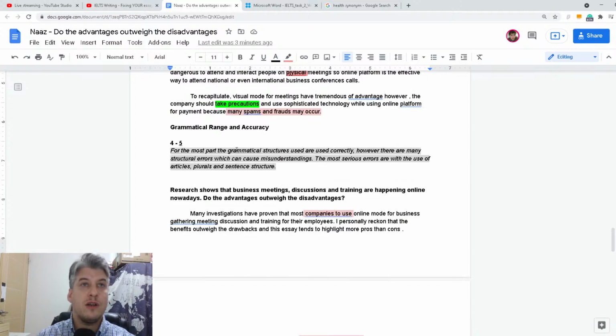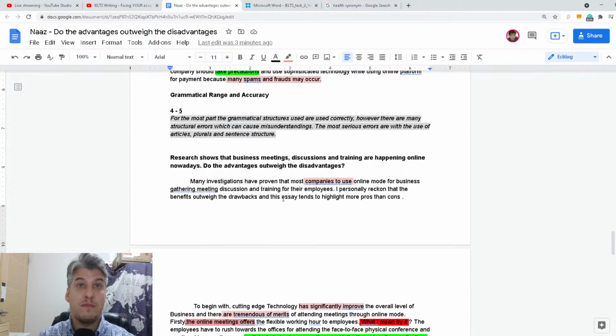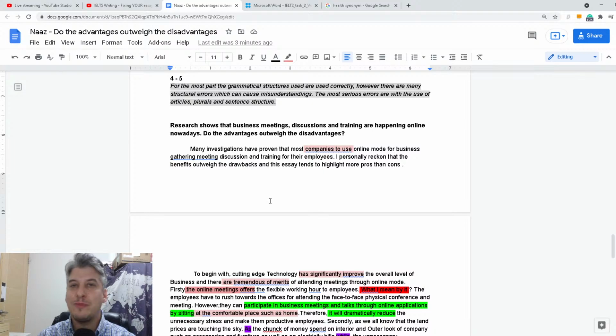Okay, so we're talking about grammar here. Again, it's just a little bit tricky grammar. It's one of the things that we have to learn. It takes a little bit longer than other parts of writing. So, yeah, the introduction. Many investigations have proven that companies use. We just need to conjugate the verb, companies use.